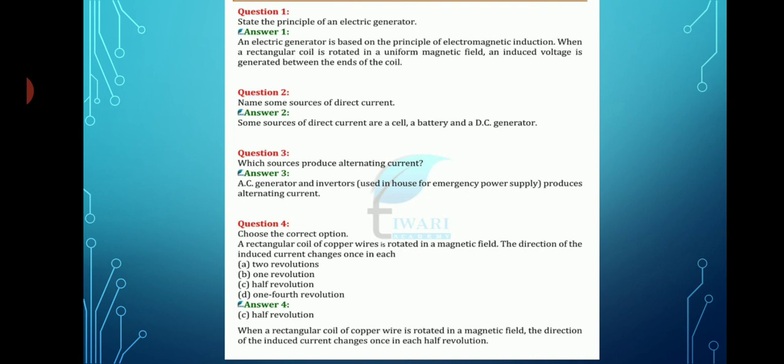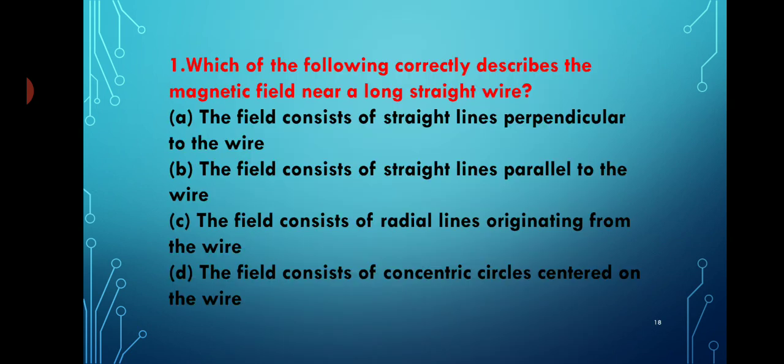Choose the correct option. A rectangular coil of copper wire is rotated in a magnetic field. The direction of the induced current changes once in each half revolution. Why? Because when a rectangular coil of copper is rotated in a magnetic field, the direction of the induced current changes once in each half rotation. Then this is the exercise part, question answers.